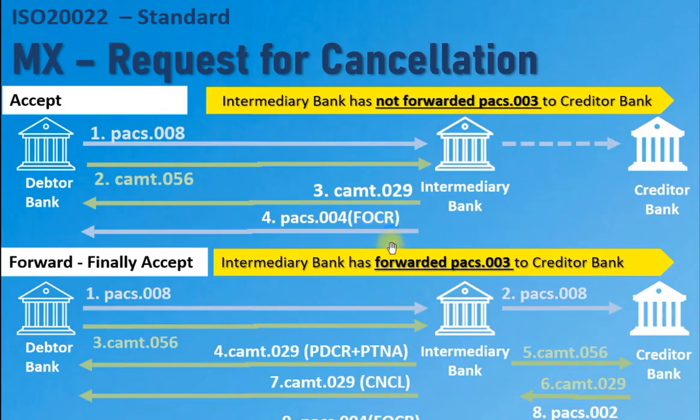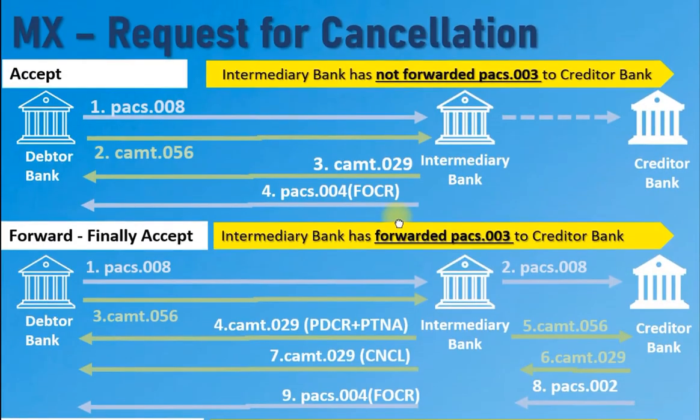The next example is the forwarding request, in which the intermediary bank has forwarded to the next bank. Here we are saying that the next bank, finally the creditor bank, will accept it. Next we take the case in which they have not accepted. So pacs.008 will go there, camt.056 will be requested, but before that pacs.008 has already moved to the creditor bank. So when camt.056 comes, the intermediary bank will first reply with PDCR, pending cancellation, with the reason PTNA, that the transaction has been forwarded to the next agent, and they will generate the camt.056 to the next bank.